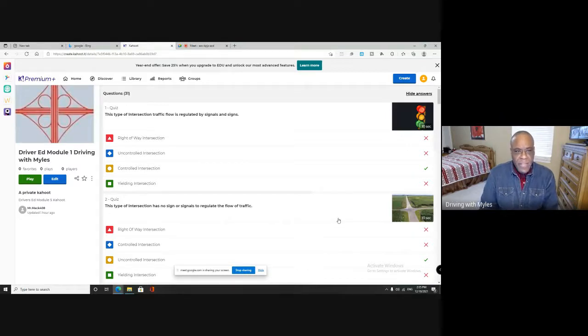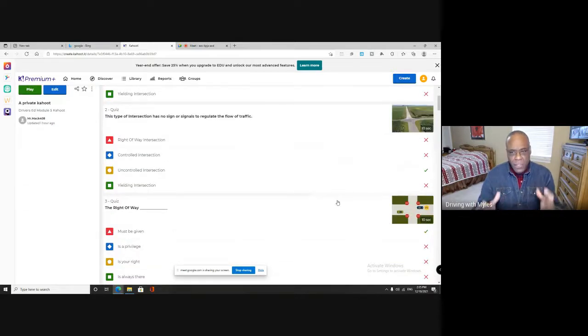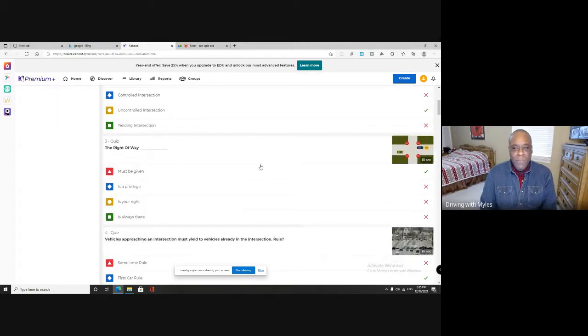This type of intersection, where traffic flow is regulated by signs and signals, is a controlled intersection. Number two, this type of intersection has no signs or signals to regulate the flow of the traffic. This is an uncontrolled intersection. Number three, the right-of-way is blank or must be given. If you're not sure, let the other person go.